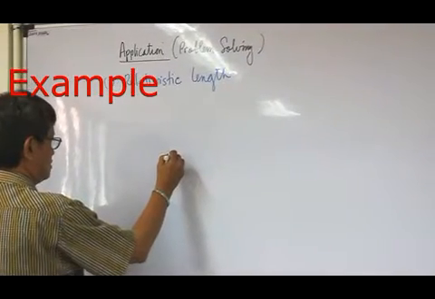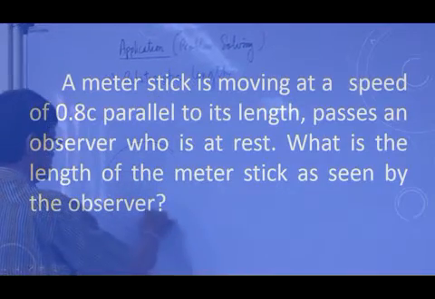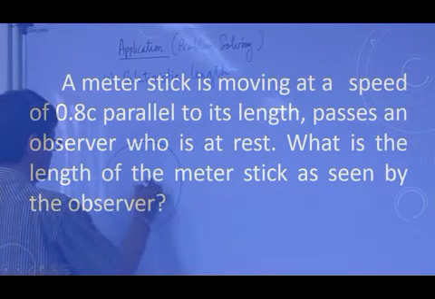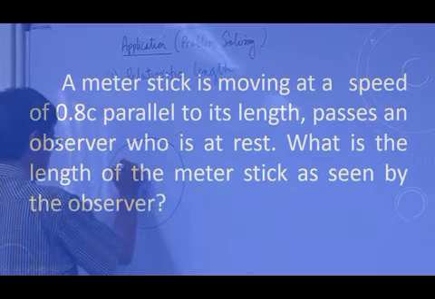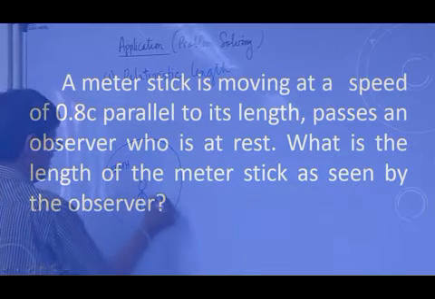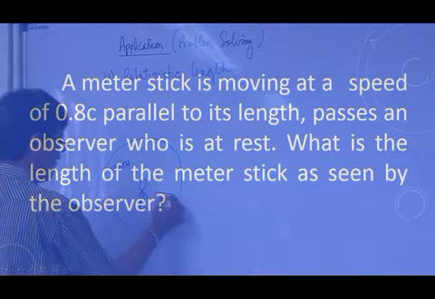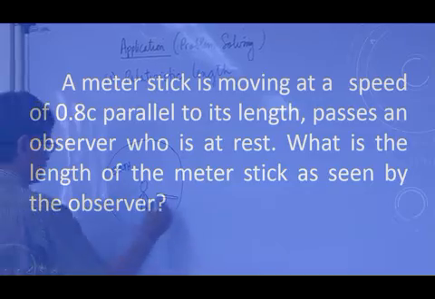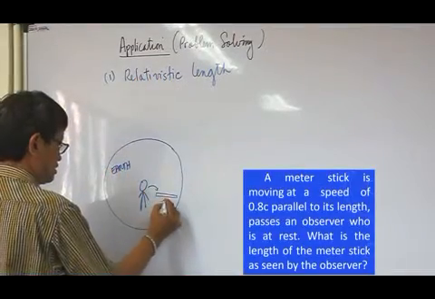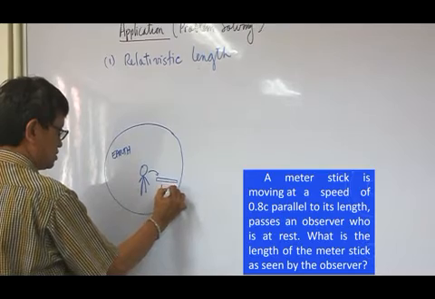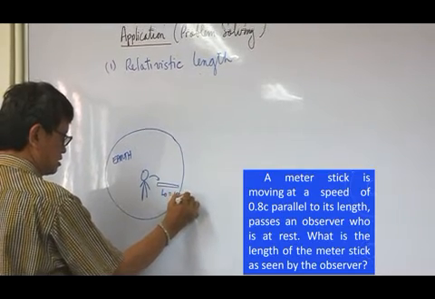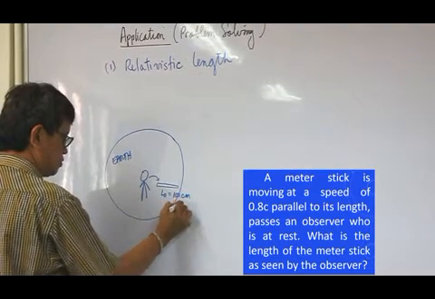Now, for the application, as stated in the problem, we consider an observer on Earth, on the ground. When the meter stick is on Earth and at rest with the observer, the observer will see this meter stick having a rest length which is equal to 100 centimeters or equivalent to 1 meter.